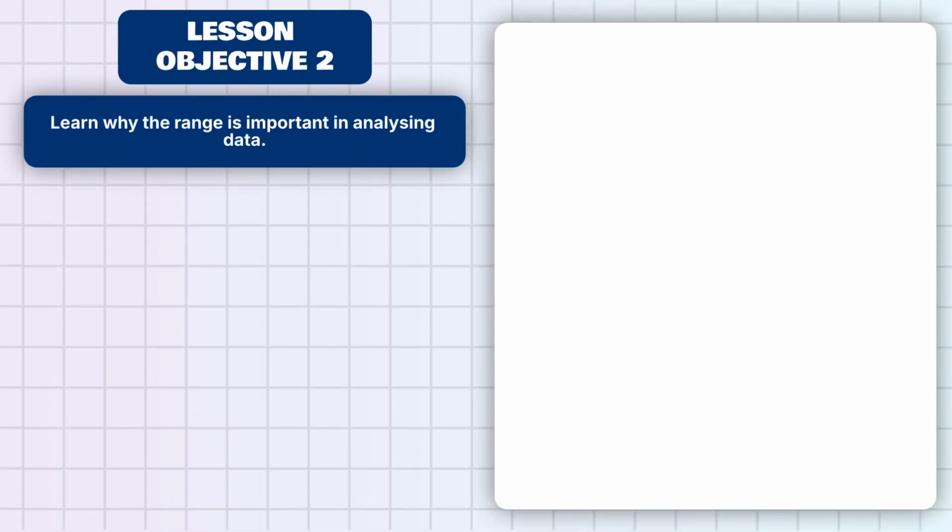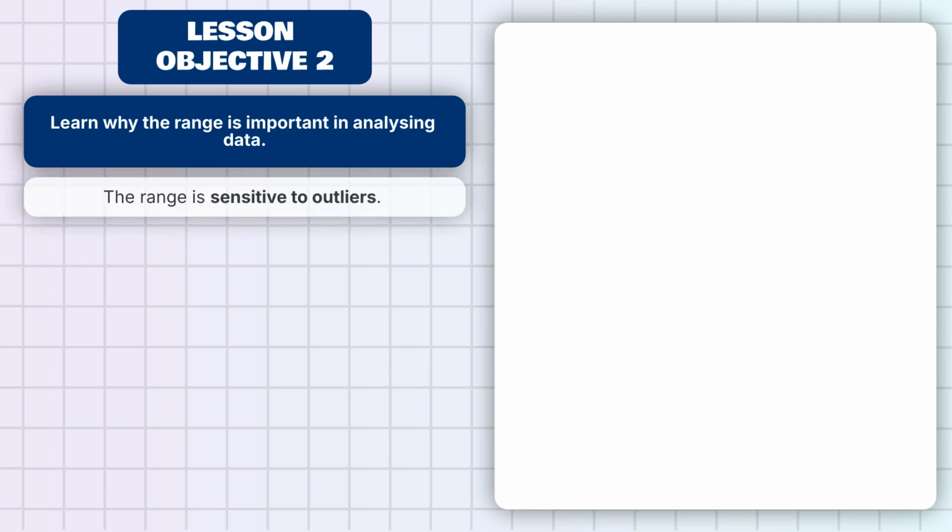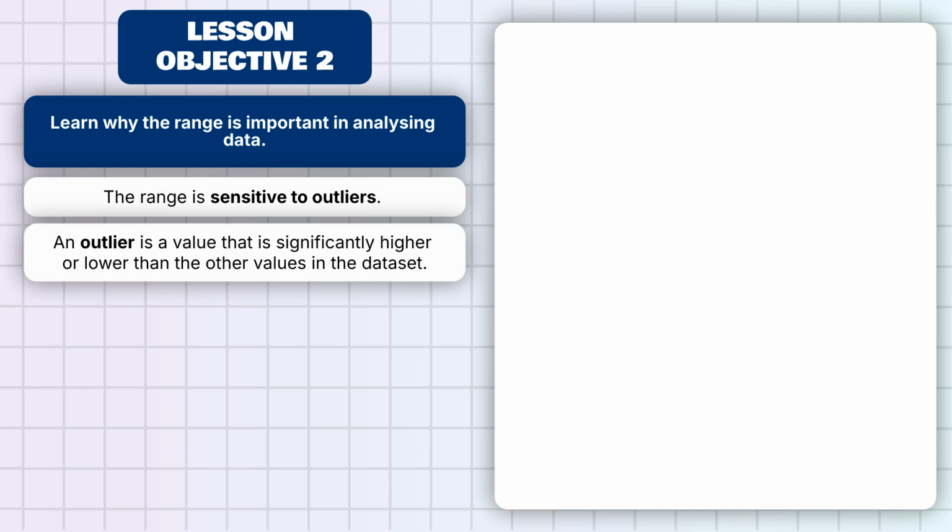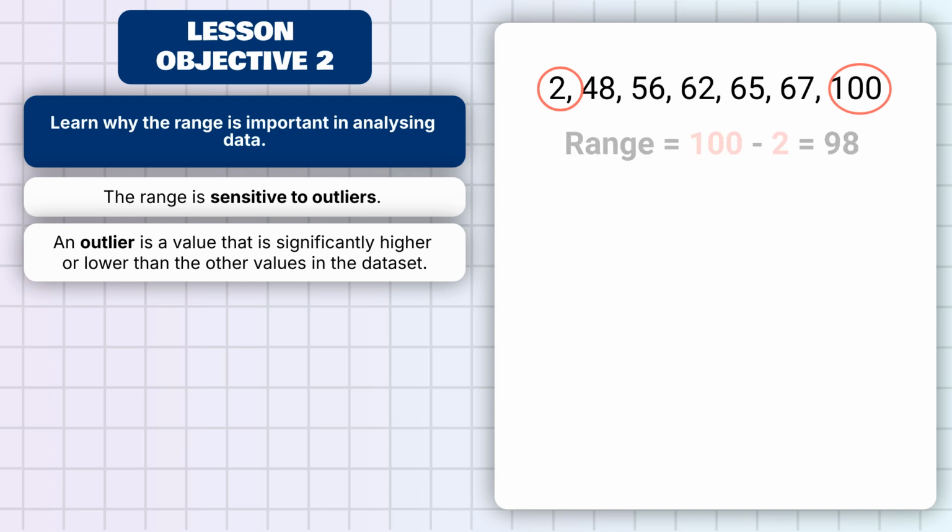However, the range has a limitation. It is sensitive to outliers. An outlier is a value that is significantly higher or lower than the other values in the dataset. For example, if our dataset includes an extremely high or low test score due to a mistake or exceptional performance, the range would be disproportionately large, which might not accurately represent the rest of the data.